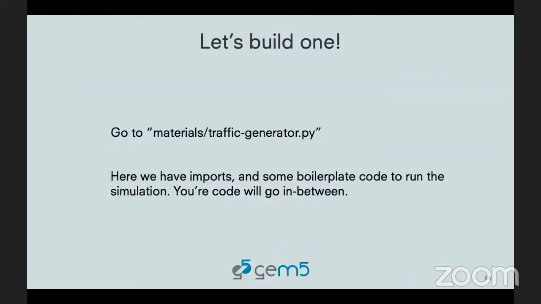If you go to materials, traffic generator, here I provided some imports and some boilerplate code. There should be a comment that says something like, your code goes here. I provided all the stuff that I don't think is super important. At the top you have mostly your imports, which I think you'll understand how to import something in gem5. At the bottom there's a simulator boilerplate. I made a comment there that we are trying to get rid of that boilerplate code, but it's there, which will initialize your simulation and then start running the generator.